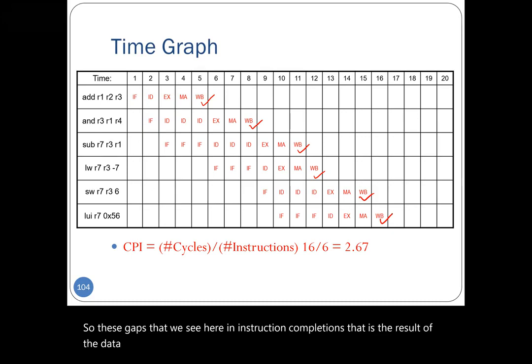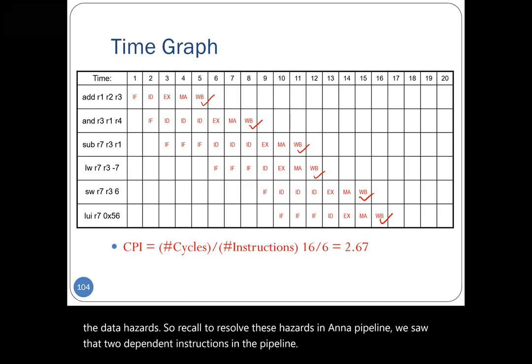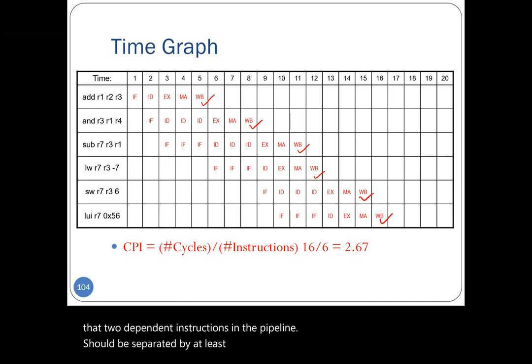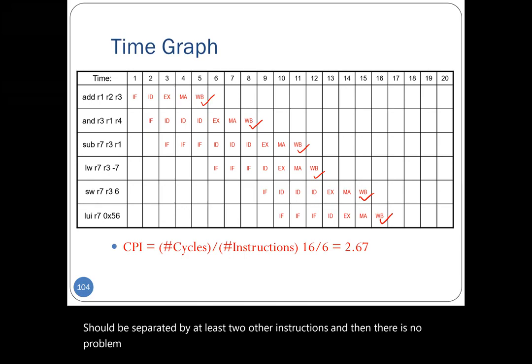So recall, to resolve these hazards in this pipeline, we saw that two dependent instructions in the pipeline should be separated by at least two other instructions, and then there is no problem, because the producing instruction would have enough time to update or write its result in the destination register.